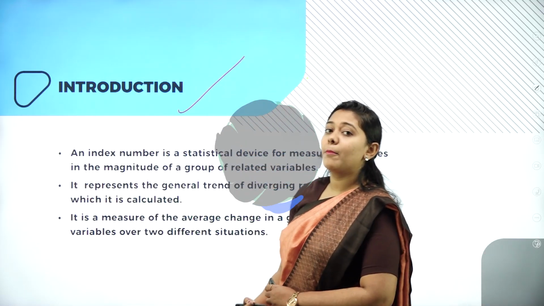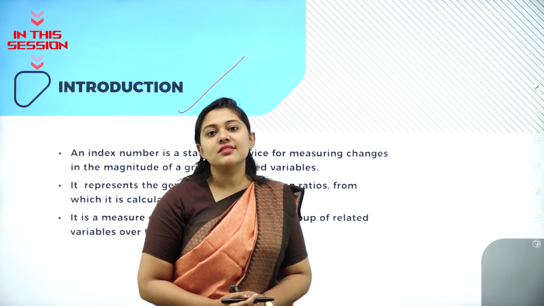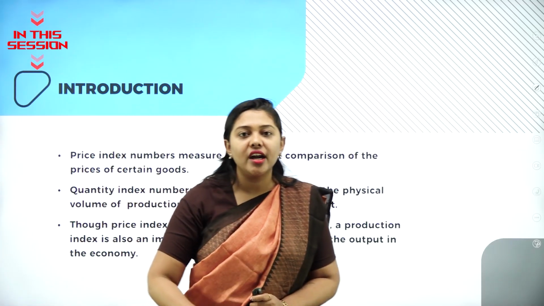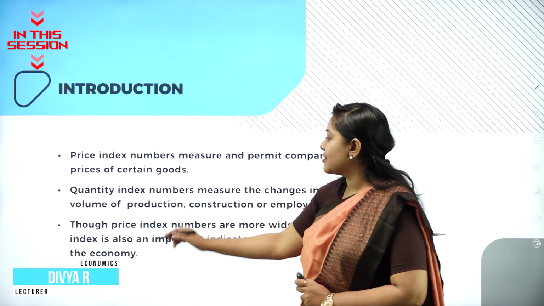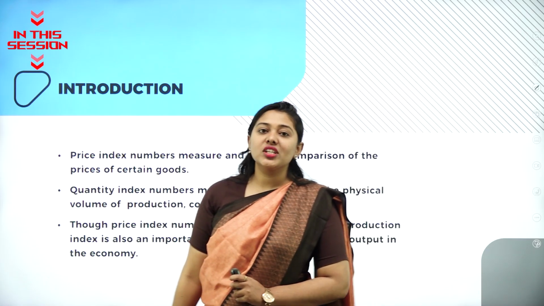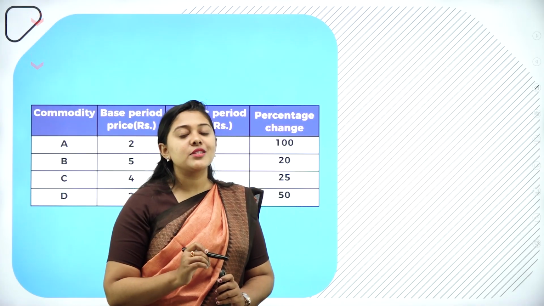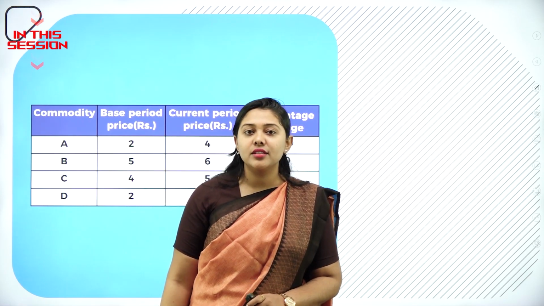So what is index number? Index number is a statistical tool which studies the changes. Three things to be studied under your index number, that is your price index number, quantity index number and your production index numbers. So what is base period? Base period is the comparison that we have with the current period.